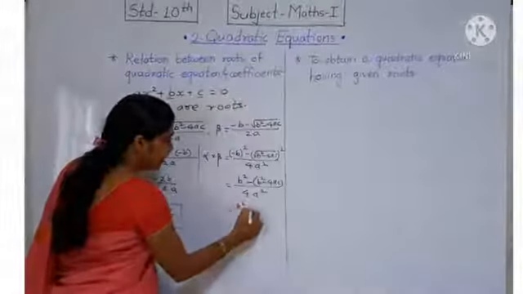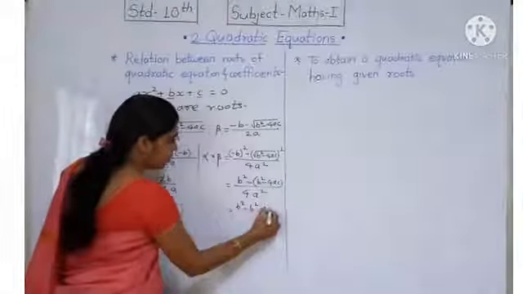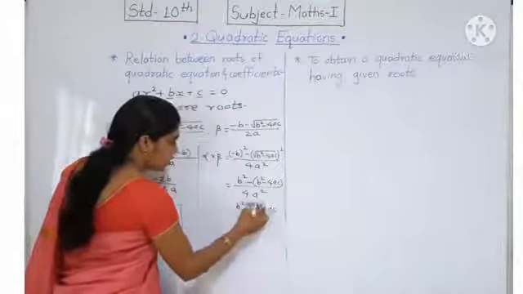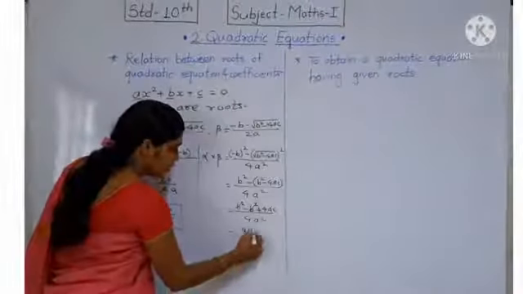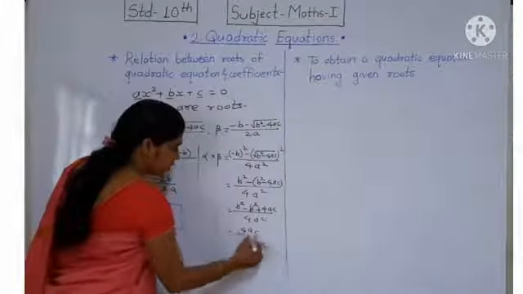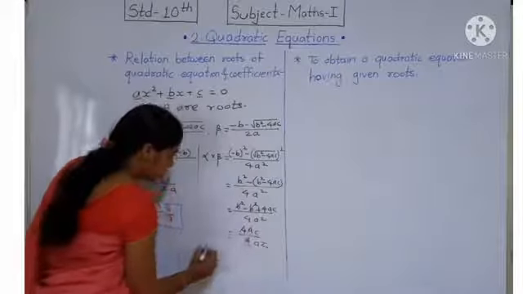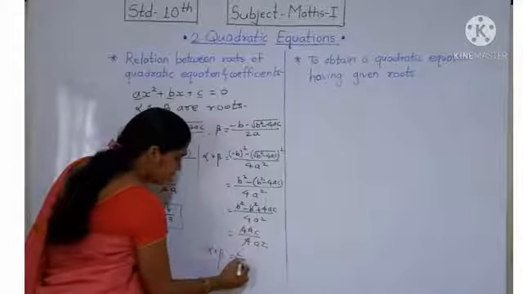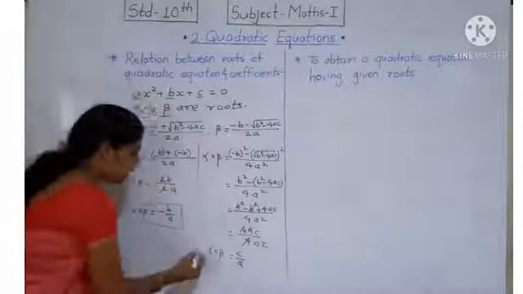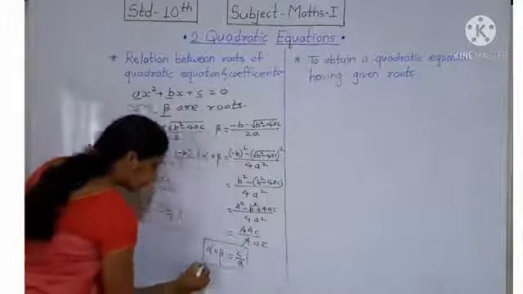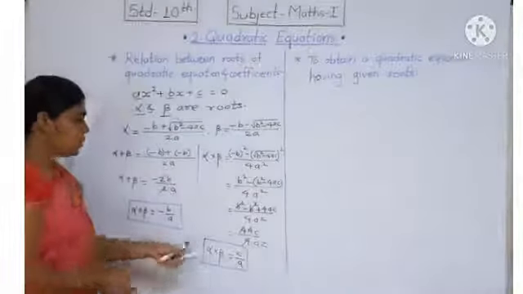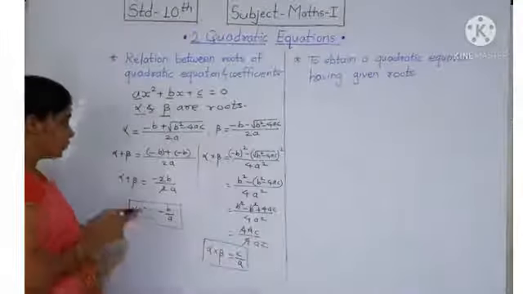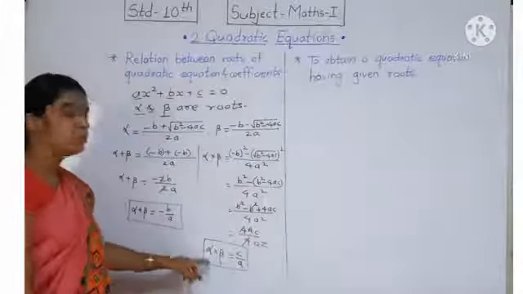B square minus b square minus 4, minus minus plus 4ac upon 4a square. B square will cancel. 4ac upon 4a square, 4 will cancel, one a will cancel. So we get alpha into beta is equal to c upon a. So we get the second relation, alpha into beta is equal to c upon a. Understand, what is the formula here? You remember only these two things.